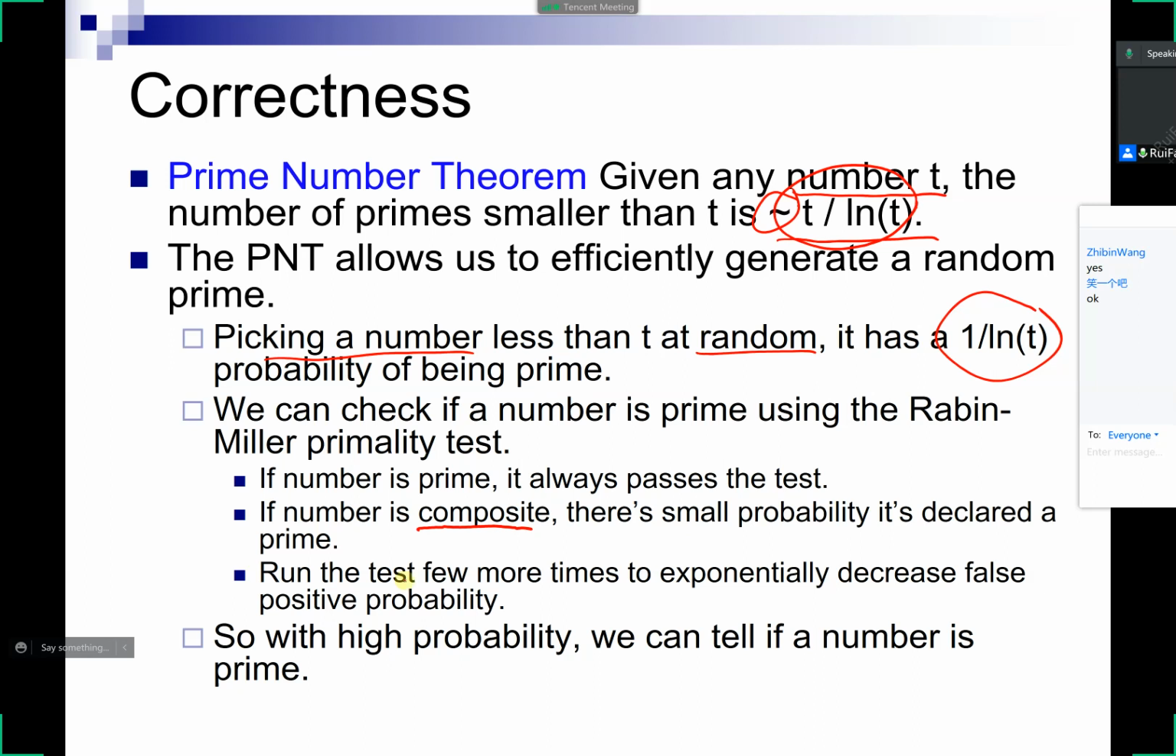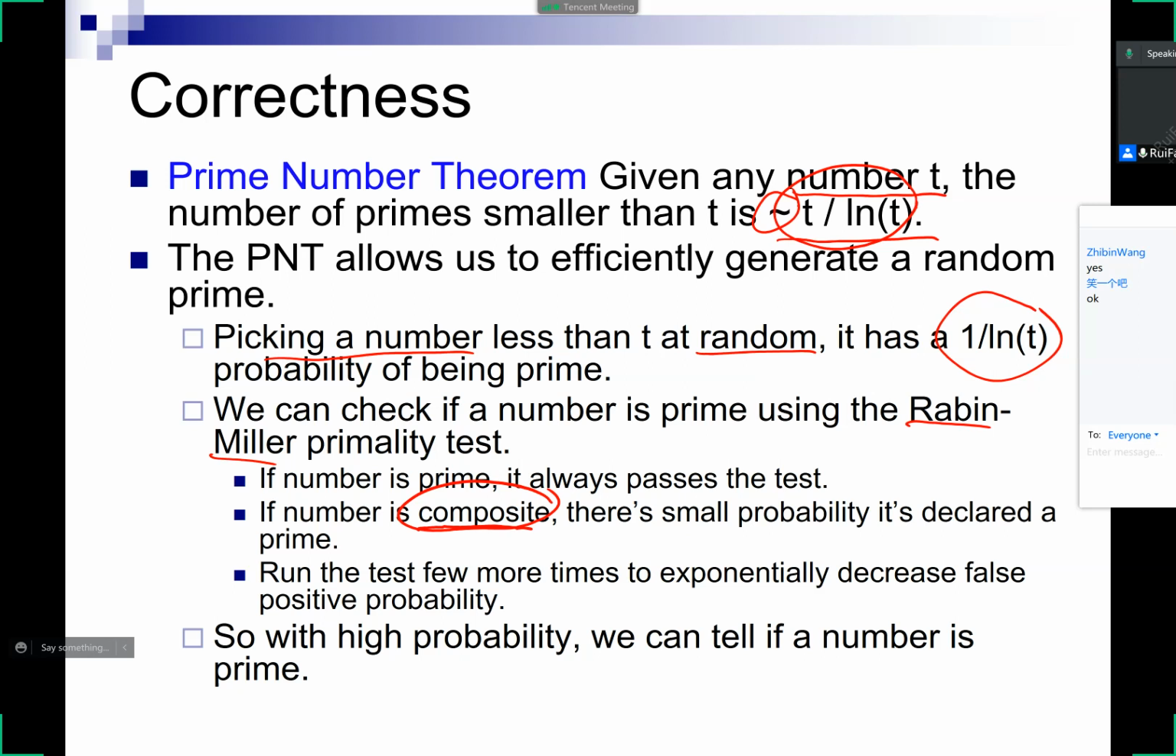However, you can run this Rabin-Miller test multiple times on a number to decrease the probability of a false positive. If the first time the algorithm says it's prime, I'm not really sure whether it's prime or not, since maybe the number is composite and the algorithm made a mistake. So I can just run this algorithm k times. If the algorithm has, let's say, a 1/4 probability of making a mistake each time, then if you run it k times independently, you've got a 1 divided by 4 to the k probability. So you can exponentially decrease the false positive probability.